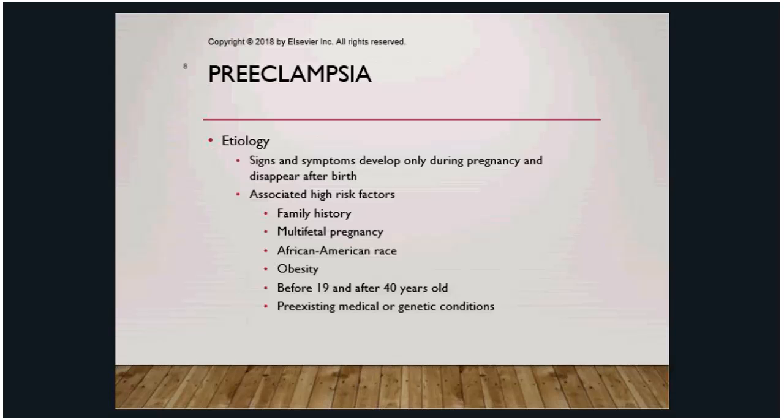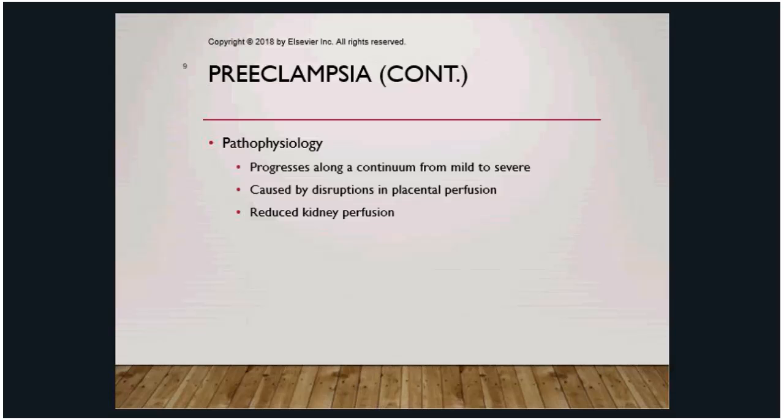Etiology: signs and symptoms develop. We're going back to preeclampsia. Etiology, signs and symptoms develop only during pregnancy and disappear after birth. Associated high-risk factors include a family history, multi-fetal pregnancy, African American race, obesity, being younger than 19 and older than 40, and having any pre-existing medical or genetic conditions. Pathophysiology is the progress along a continuum from mild to severe. It's caused by disruptions in the placental perfusion and causes reduced kidney perfusion.